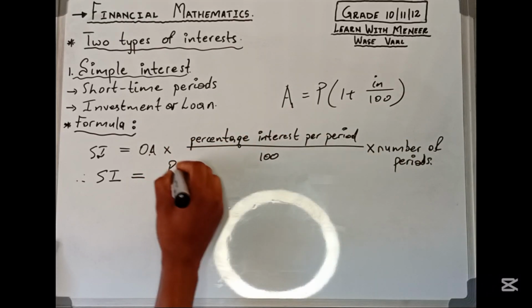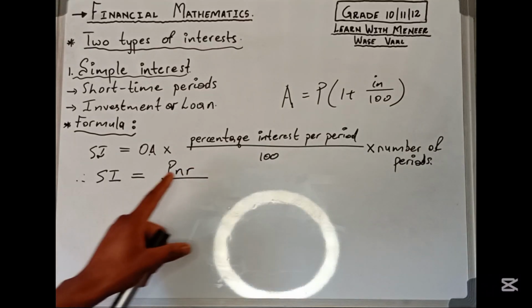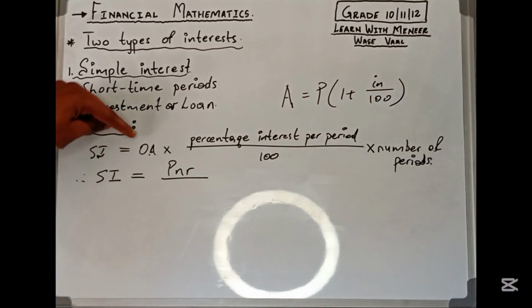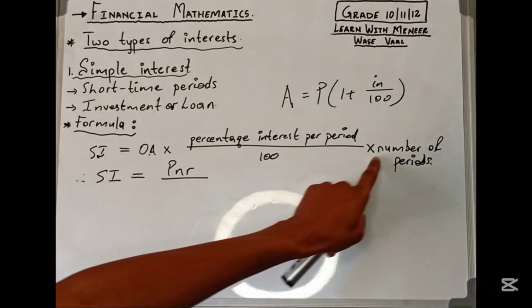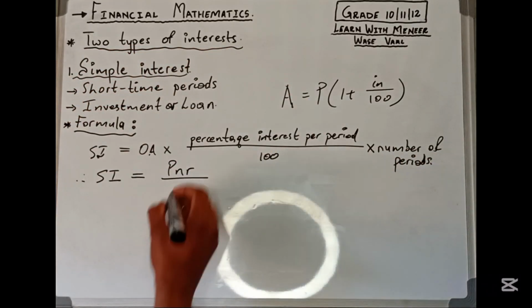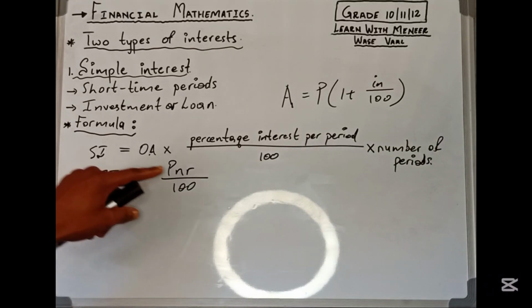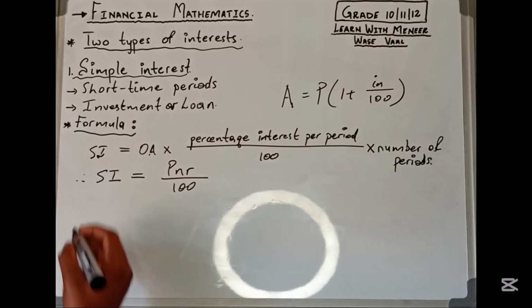That will be P multiplied by N multiplied by R. That means we call it P, N and R. P is for the original amount, N is for the number of periods, and R is for the percentage interest per period, divided by 100. So now we can see that for simple interest, we are just using P N R divided by 100.